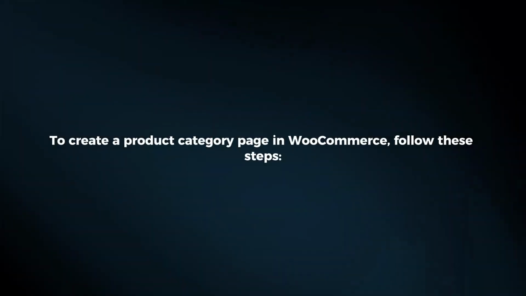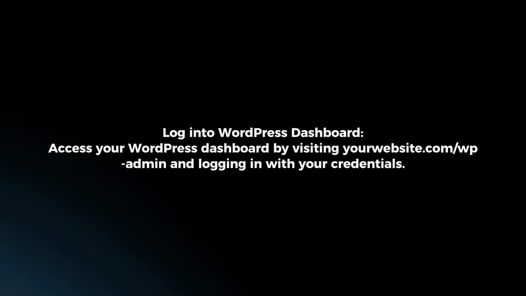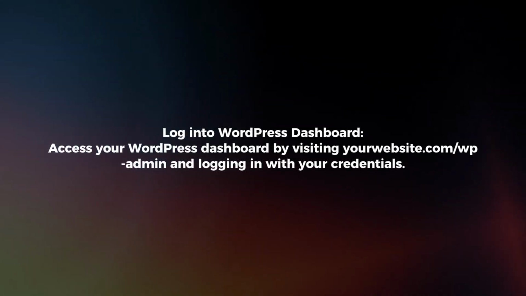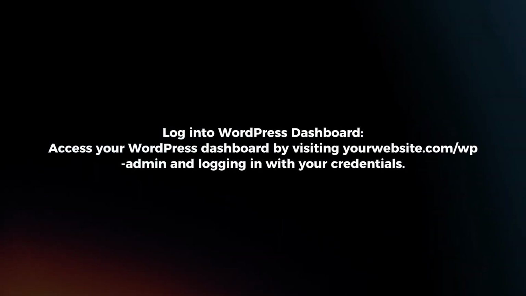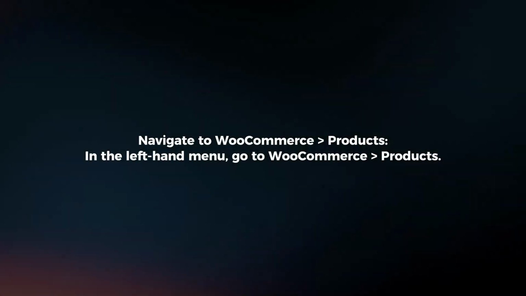To create a product category page in WooCommerce, follow these steps. Log into WordPress dashboard. Access your WordPress dashboard by visiting yourwebsite.com/wp-admin and logging in with your credentials. Navigate to WooCommerce Products. In the left-hand menu, go to WooCommerce Products.